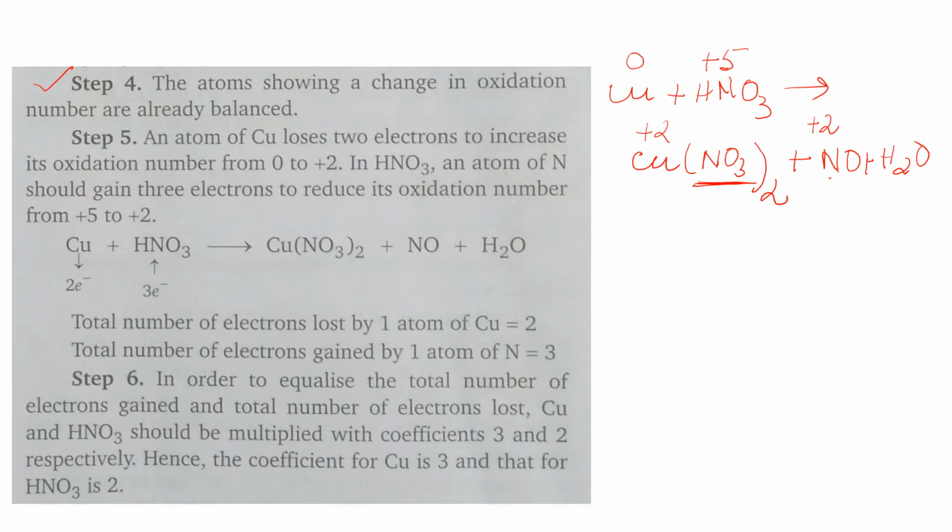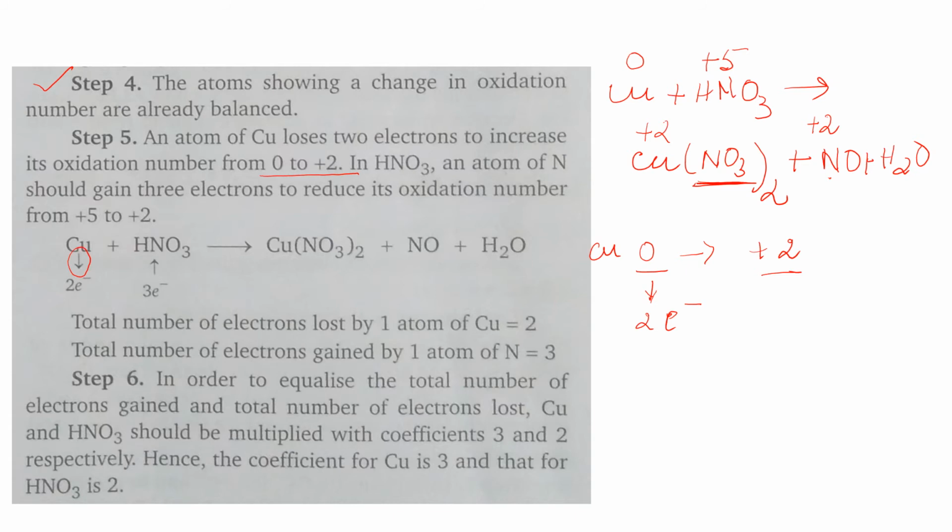Step number 4, an atom of copper loses 2 electrons from 0 to plus 2. Copper is changing from 0 to plus 2. So change in oxidation number is plus 2. It is going increase in the oxidation number. So that means it is losing 2 electrons. That is why I have shown it here with the downward arrow.